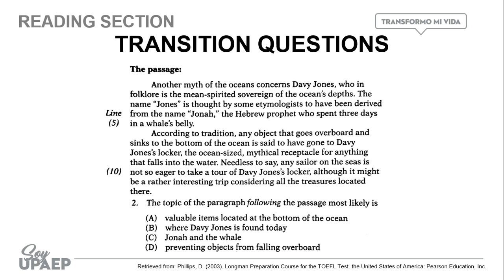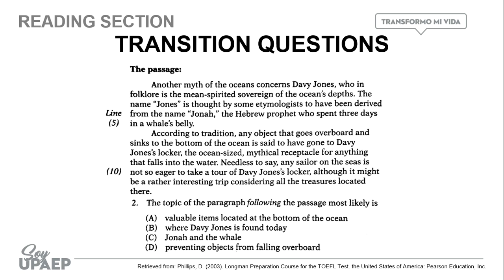It says, needless to say, any sailor on the seas is not so eager to take a tour of David Jones' locker, although it might be a rather interesting trip considering all the treasures located there. So if you notice, we have four options to answer the question. We have A, valuable items located at the bottom of the ocean; B, where David Jones is found today; C, Jonah and the whale; and D, preventing objects from falling overboard.